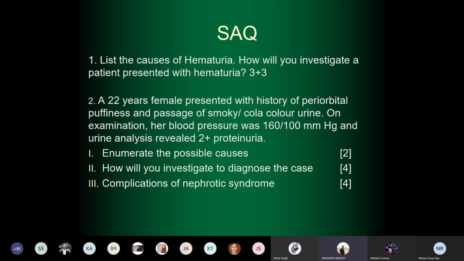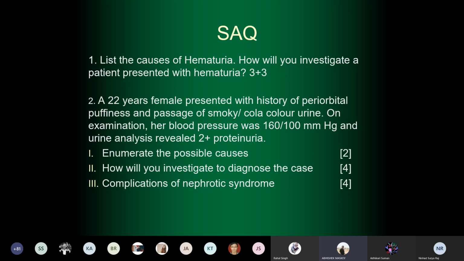Sometimes they come with painless hematuria. Sometimes the patient comes with painful hematuria. Usually, painful hematuria is due to stones, right, or due to infections. Painless hematuria is usually due to tuberculosis, or some hypertension also can cause hematuria. They are painless hematuria. So you can divide and get better marks.